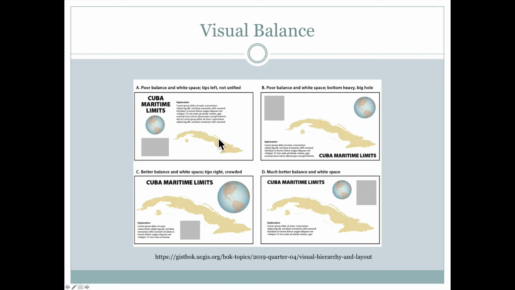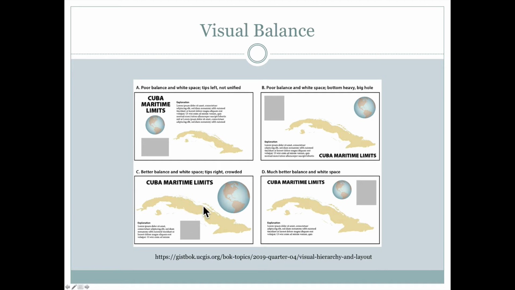So in this example here, it includes the map of Cuba, it includes a world map showing where Cuba is, it includes some text that's not yet filled in, and a box here where maybe there'll be a picture or something else. And there's all different ways to arrange these. You can see that some of them do look a little unbalanced. I wouldn't say this is a very well balanced one.